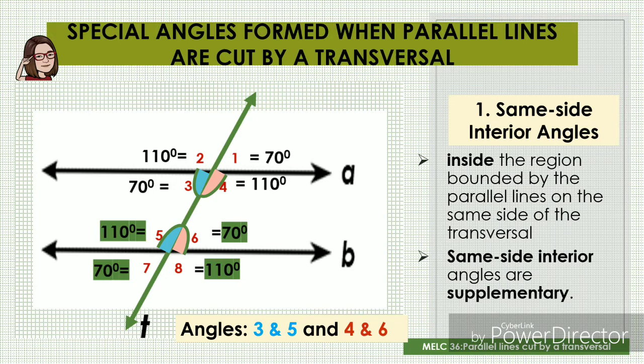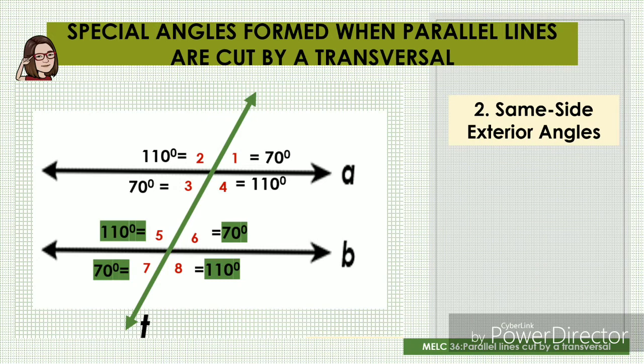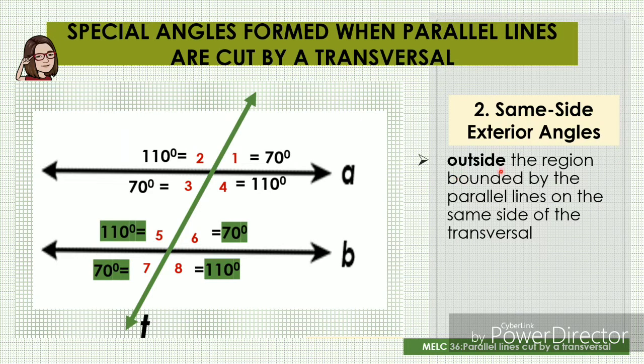Take note of that. Let's now have the same side exterior angles. They are found outside the region bounded by the parallel lines on the same side of the transversal. So in this figure, ang ating same side exterior angles are 2 and 7. So ayan, parehas outside, exterior nga kasi, tapos parehong nasa left side ng ating transversal line. Ang measure ng angle 2 ay 110 degrees. Ang angle 7 ay 70 degrees.